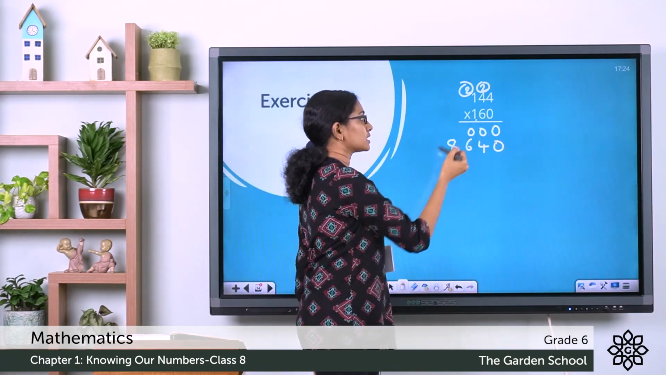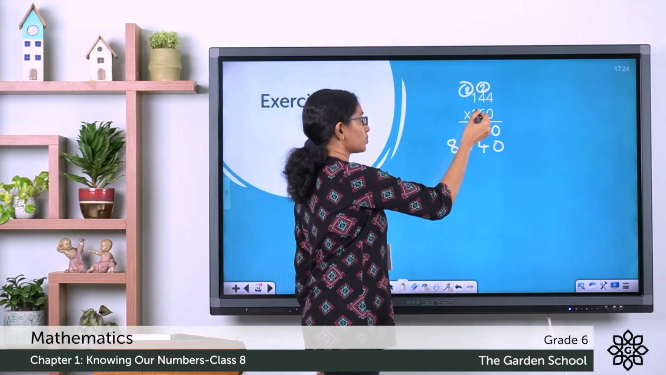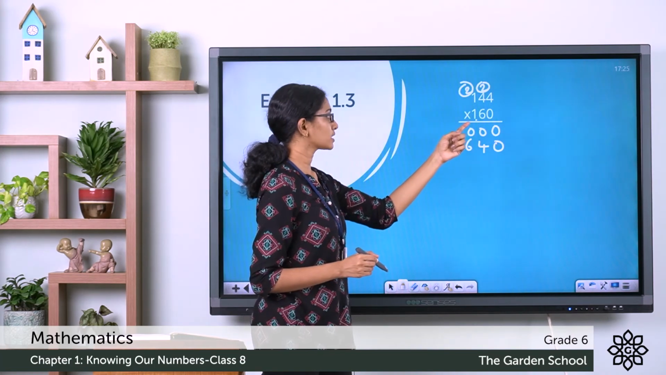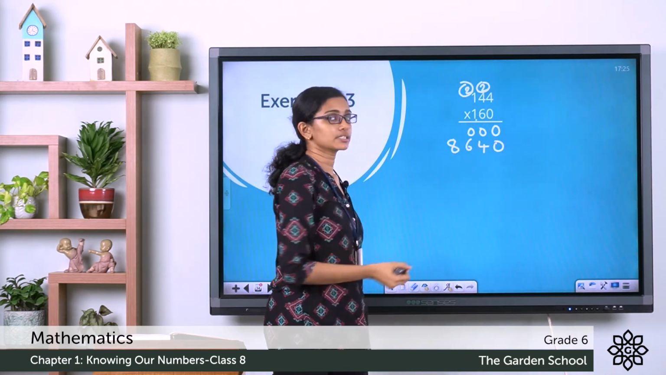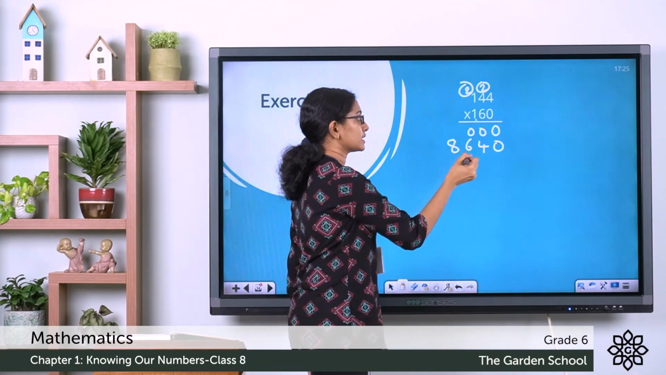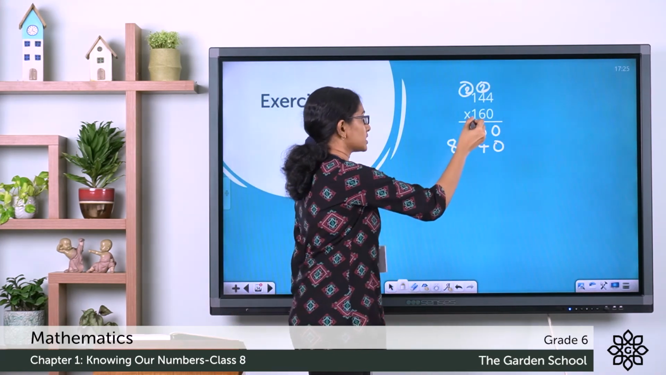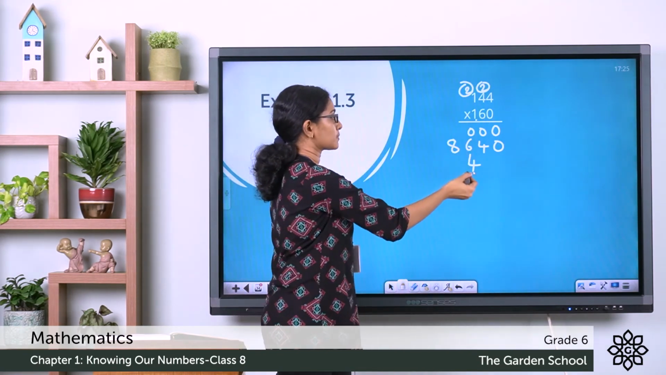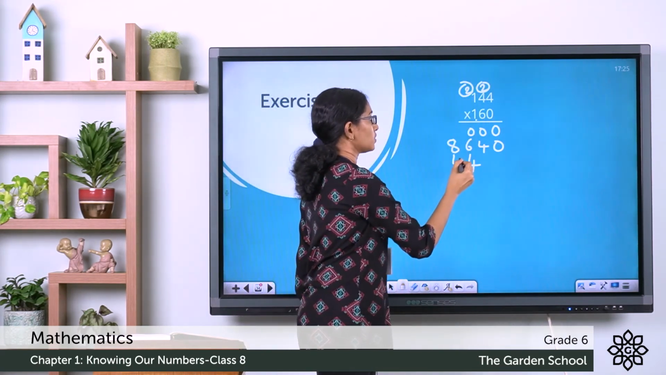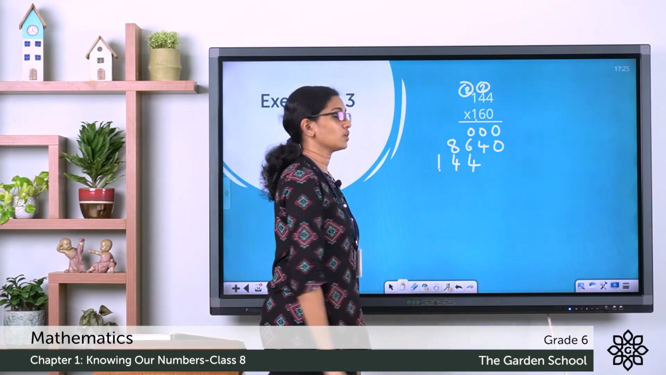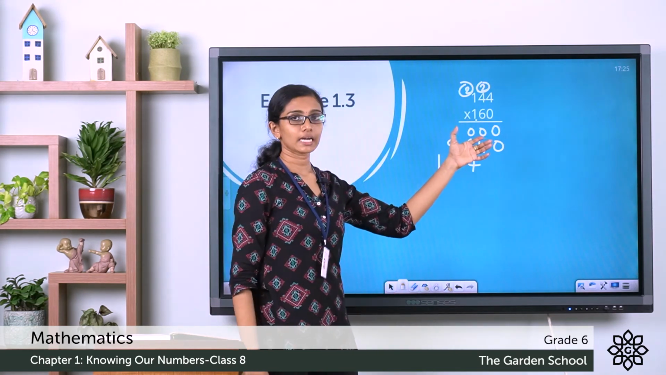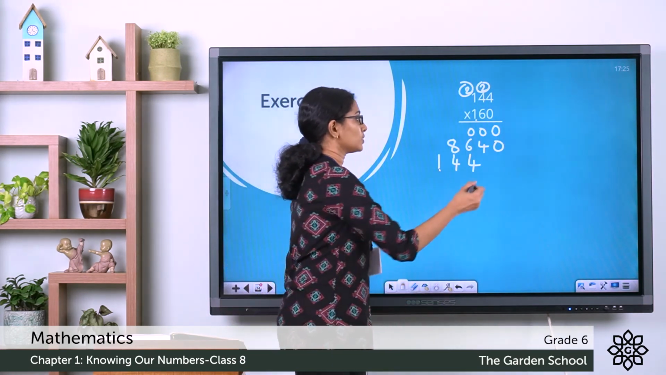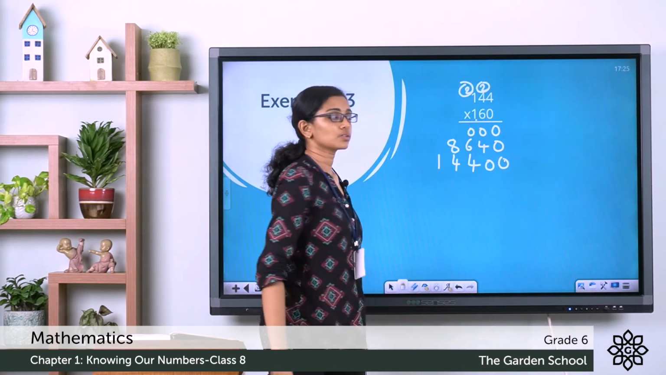Now the hundreds digit 1. 1 into 4 equals 4. Pay attention to where you are writing the product. We are multiplying with a hundreds digit, so you need to write the product in the hundreds column. This product, 1 times 4, we are writing here, in the hundreds place. Now 1 times 4 is equal to 4. 1 times 1 is equal to 1. Now we multiplied with the hundreds digit. 1 hundred into 4 is equal to 400. For that, to correct the places, we need to insert 2 zeros at the end.